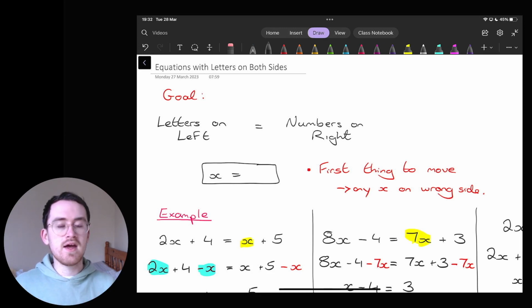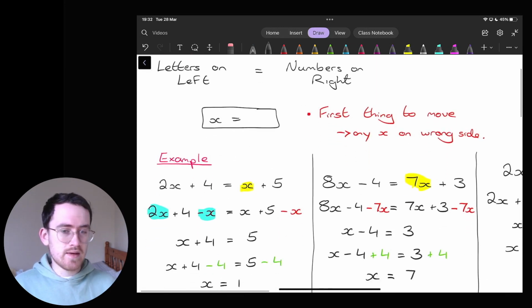We move the x's first, and then we follow from there. So just make sure you're going back over these ones and back over the previous ones if you need to. If you're not sure of maybe the later stages in this one, then that might be a sign that you need to look back on the previous one again.